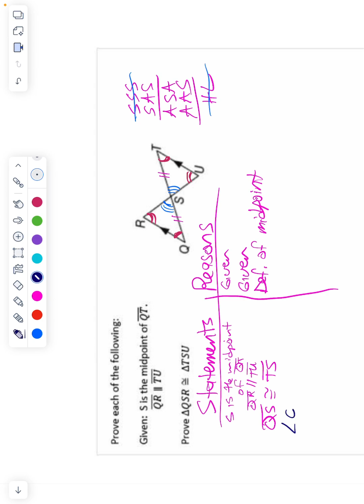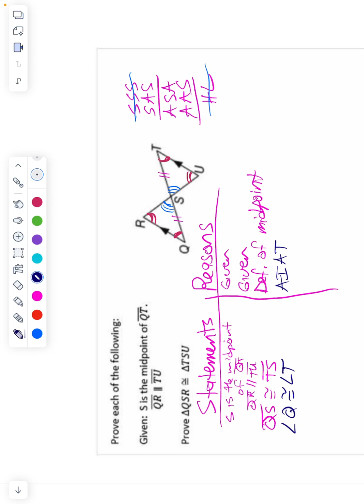We could say angle Q is congruent to angle T. Why was that again? That's the alternate interior angles theorem from our parallel lines. So now we have, we need one more thing. So which one do you want to put in here?